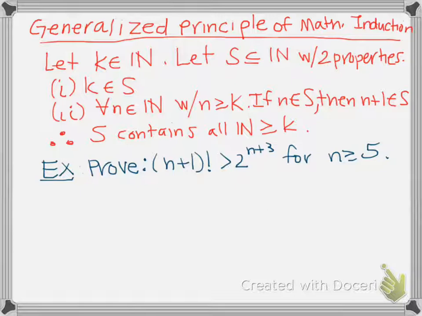Okay, so this principle says, and the structure is really similar to PMI: Let K belong to the naturals, and let S be a subset of the naturals with 2 properties. 1, K belongs in S, and 2, for all n in the naturals, with n greater than or equal to K, if n belongs to the set, then n plus 1 belongs to the set. And therefore we can conclude S contains all natural numbers greater than or equal to K. That's what that's representing.